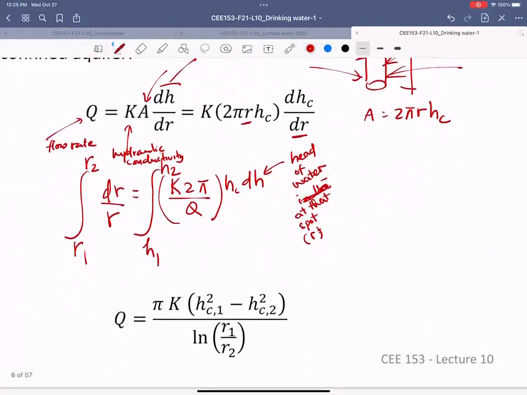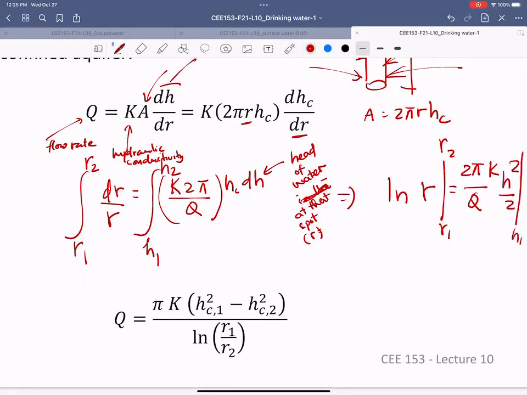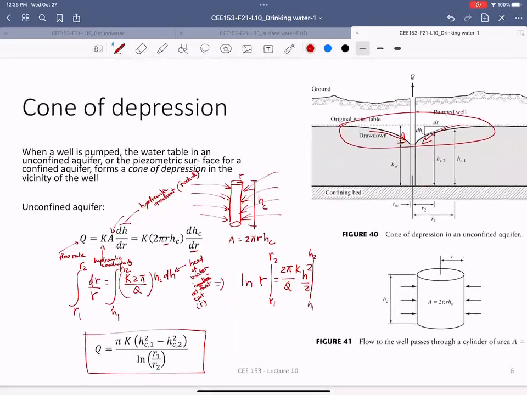When you solve this one, the left side will be ln R, R1 to R2, and the right side H1 to H2. If you substitute all that, you get these equations. So again, this is the unconfined aquifer equation.